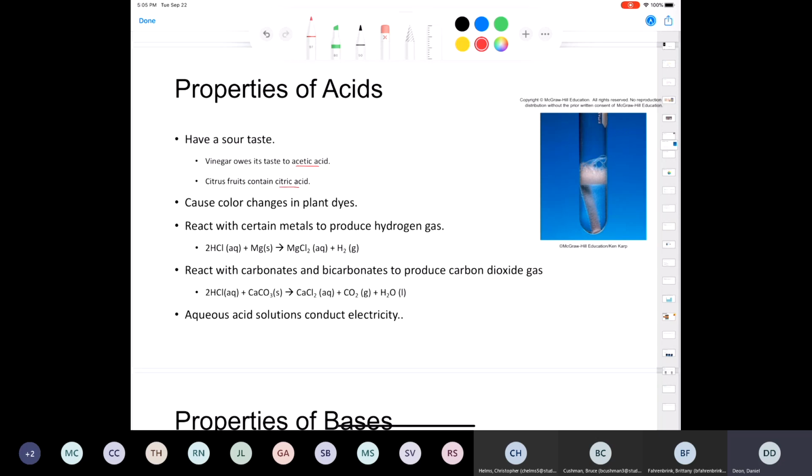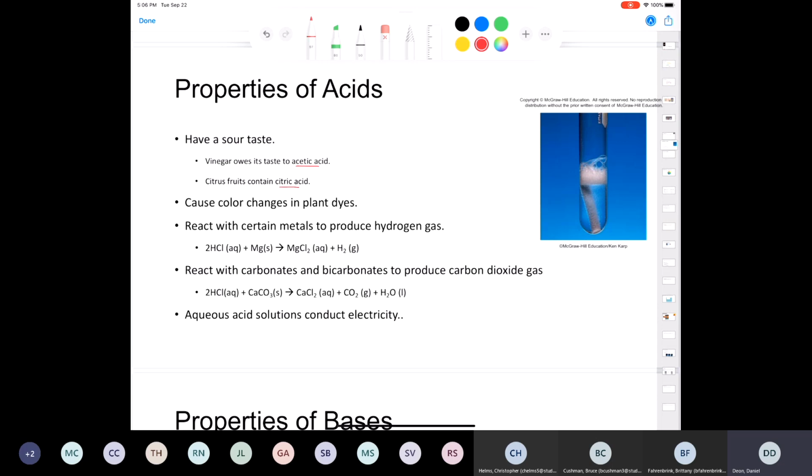Citric acid is also used in some candies like sour gobstoppers or something like that. Also, if you think about the tartness of a Granny Smith apple, that's a result of acids found in the apple. What else? It says it causes color changes in plant dyes. I'm never going to ask you about that, but if you look at different types of hydrangea, depending on the pH of the soil that you grow the flowers in, you can get pink flowers or purple flowers.